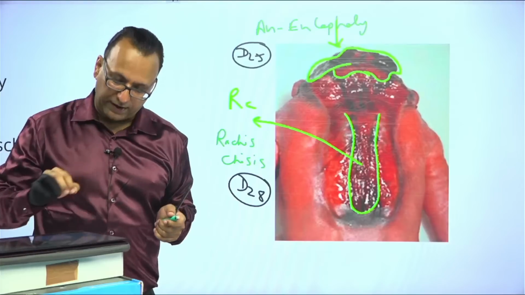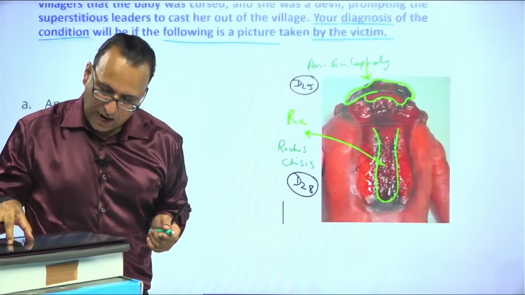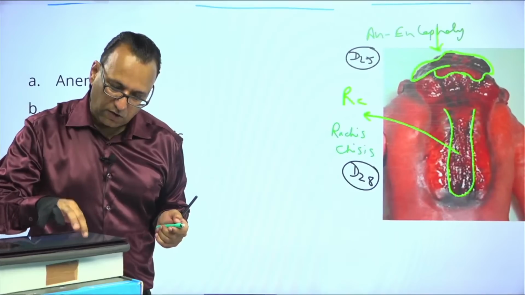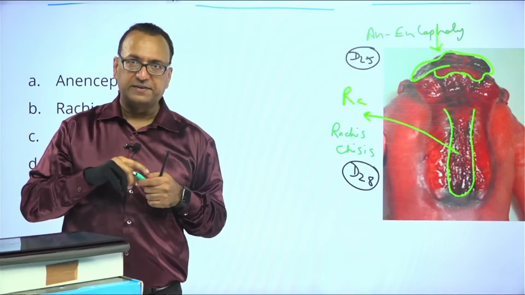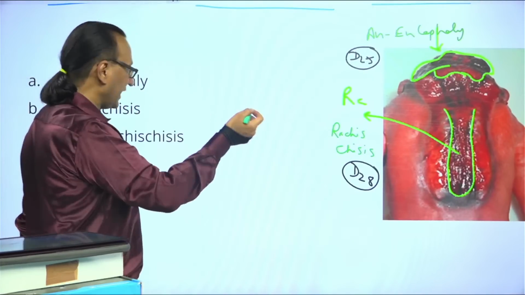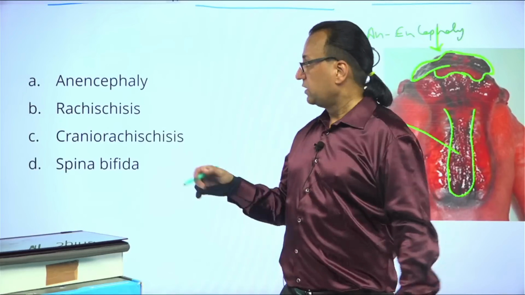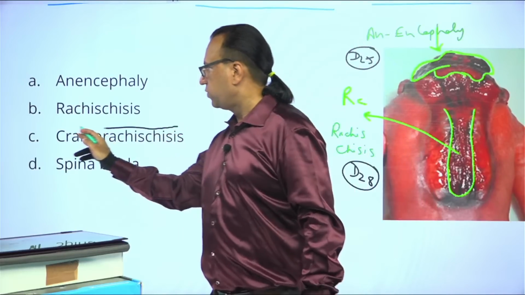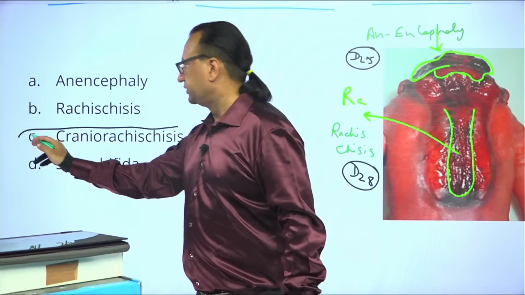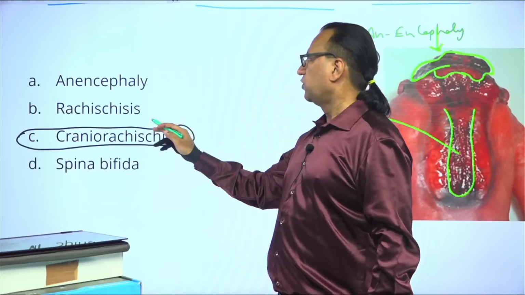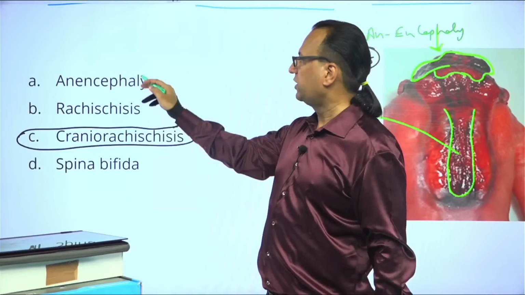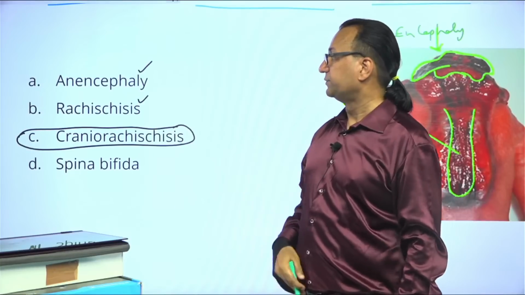Open neural tube defect. So immediately, I don't need to read the question at all. Maybe it is a trick, and I can immediately mark my answer. My answer is craniorachis, which is a combination of anencephaly and rachis.